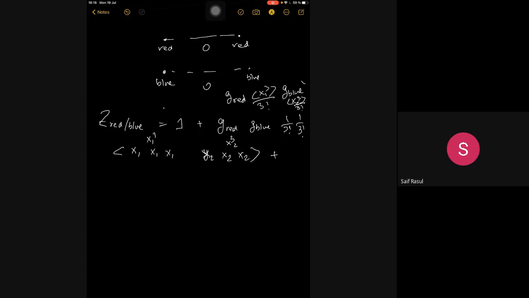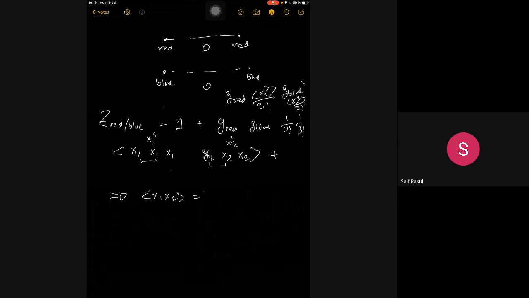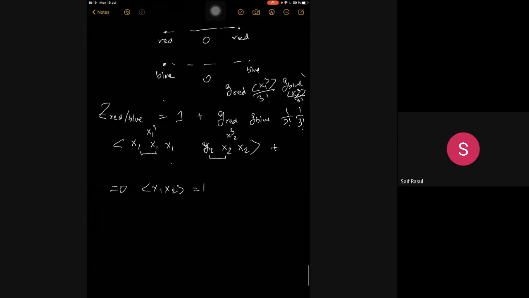That is, x1 connecting to x1, you know it already, that's 0. And x2 connecting to x2, that's already 0. So the only terms surviving here will just be the terms which are x1, x2. Only these terms will survive. That is x1 connecting to x2. So how many of these terms do you have?